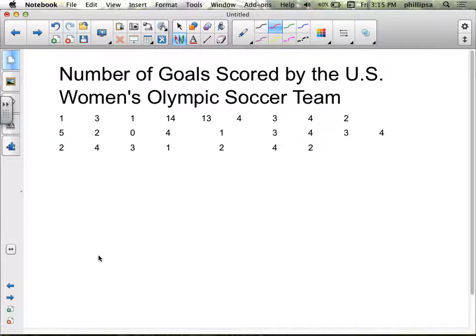Okay. So now I'm going to just go through those steps that were on that last slide. The first thing I'm going to do is draw that horizontal axis, and I'm going to label it with the variable name. So here's my horizontal axis. My variable name here would, of course, be number of goals scored.